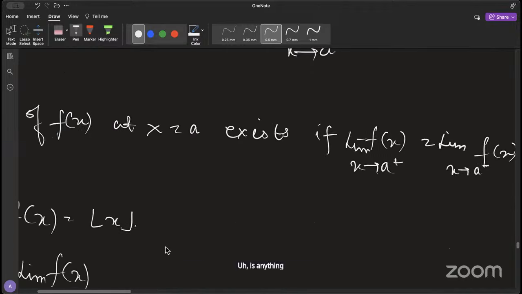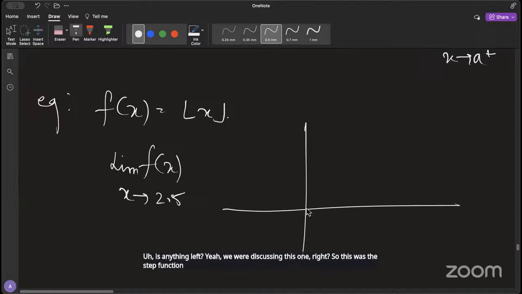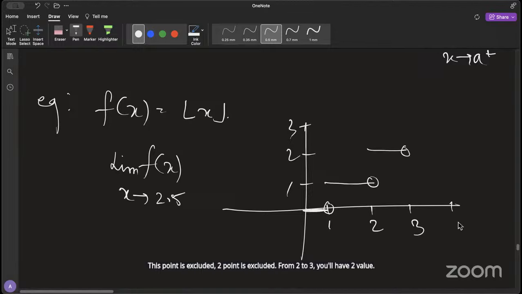Is anything left? Yeah, we were discussing this one. So this was the step function. In this step function, from 0 to 1 you will have 0 value. Then from 1 to 2, you will have 1 value. This point is excluded, 2 point is excluded. From 2 to 3, you will have 2 value. This point is excluded. From 3 to 4, you will have this value. Now, if you have to find the limit at 2.5, this is 2.5. If I approach this point from this side, where is my function's height going?